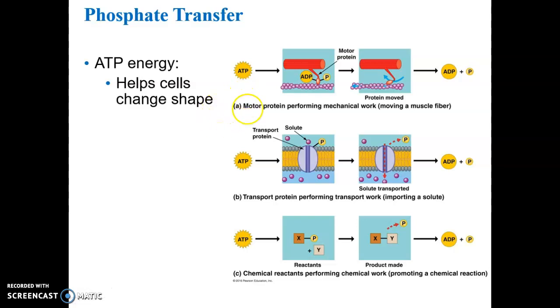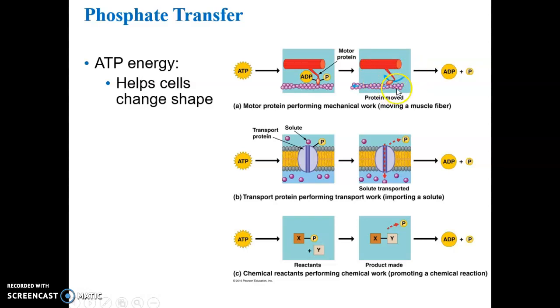Okay? Or doing things like muscle contraction, right? It requires the ATP molecule providing the energy. Notice what's coming out at the end, lower energy ADP and phosphate. The energy has been used to move the components of our muscle proteins so that our muscles can move.